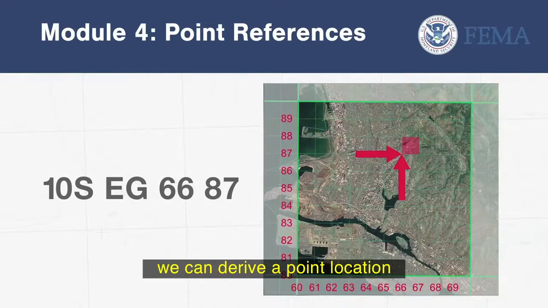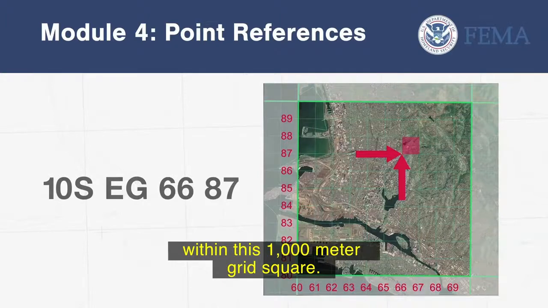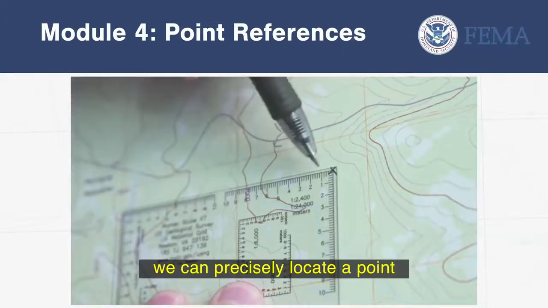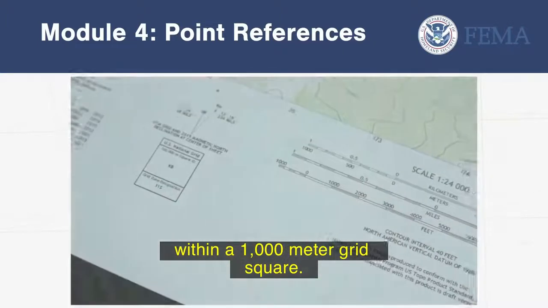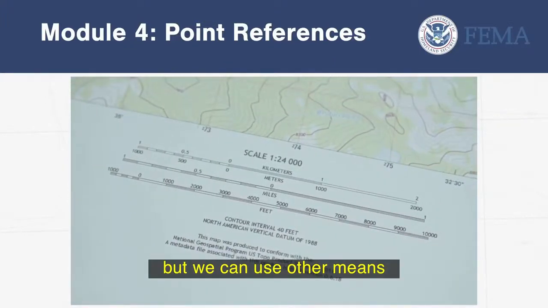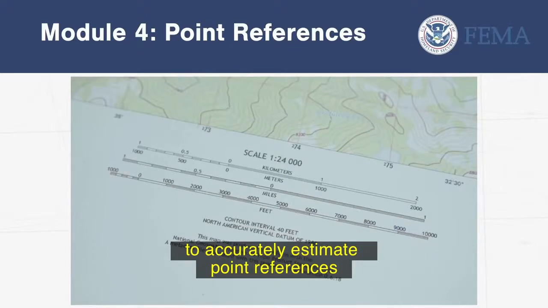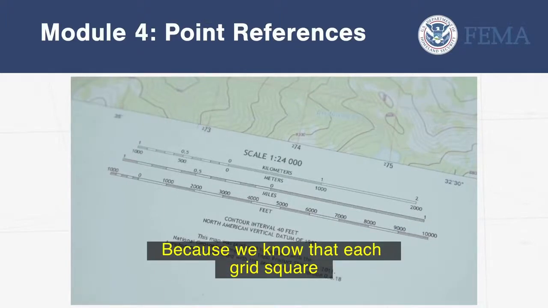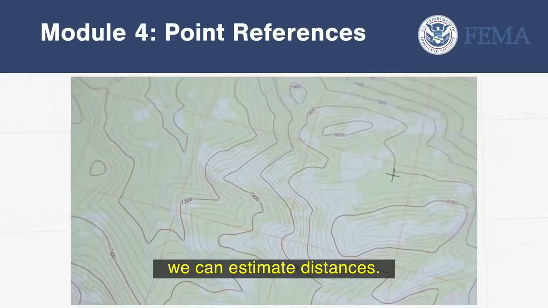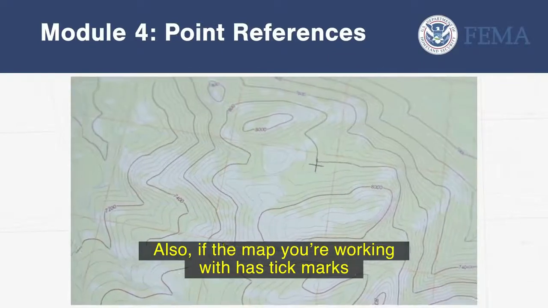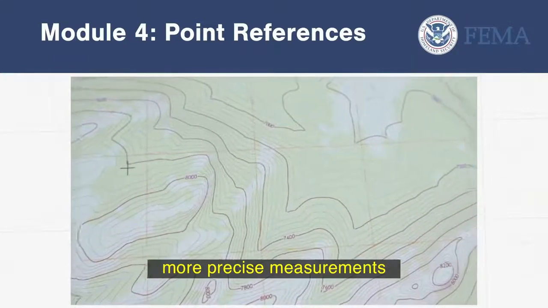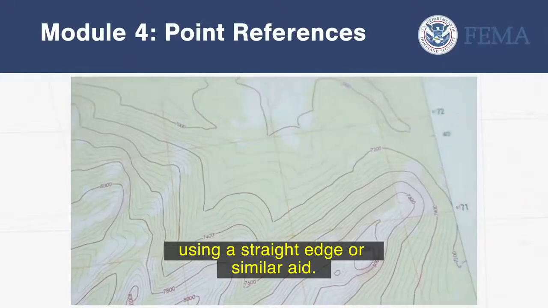Using our knowledge of how USNG grid squares are constructed, we can derive a point location within this 1,000-meter grid square. With the help of an instrument called a Romer scale, we can precisely locate a point within a 1,000-meter grid square. We are not going to train on the use of a Romer scale in this video, but we can use other means to accurately estimate point references within a given grid square. Because we know that each grid square can be divided into 10 equal rows and columns, we can estimate distances. Also, if the map you're working with has tick marks on the borders, they can be helpful for providing more precise measurements using a straight edge or similar aid.